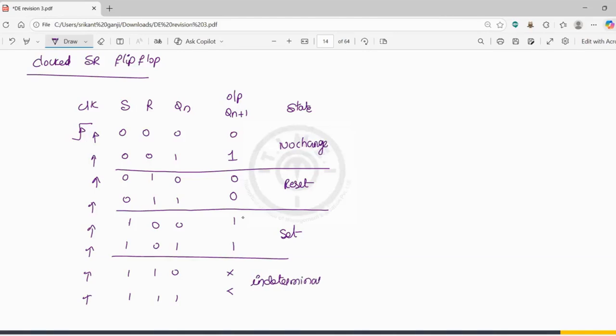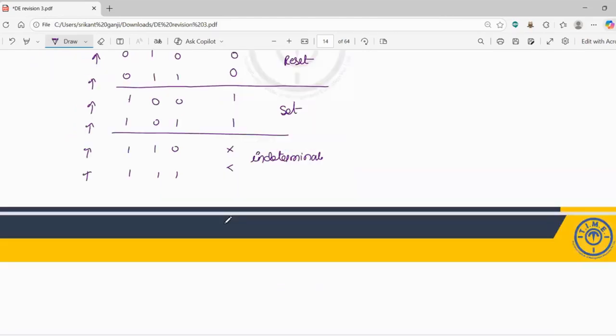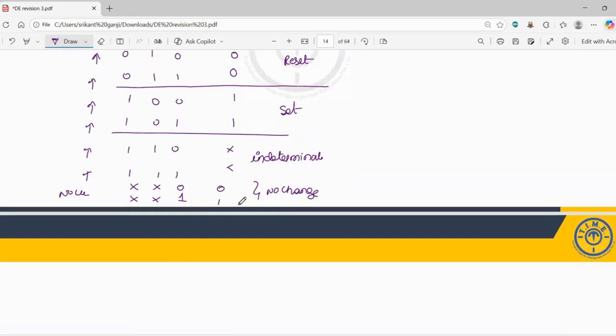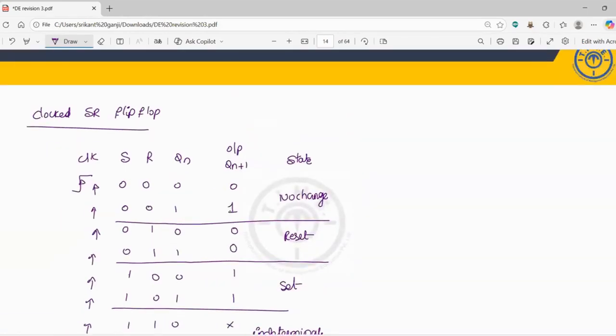1 1 is called the indeterminate form. And if a clock pulse is applied, you can give a cross, and this is 0 and 1. If no clock pulse is applied here, and you have 0 1, that is called no change. Only S and R are interchanged. The remaining truth table is the same.